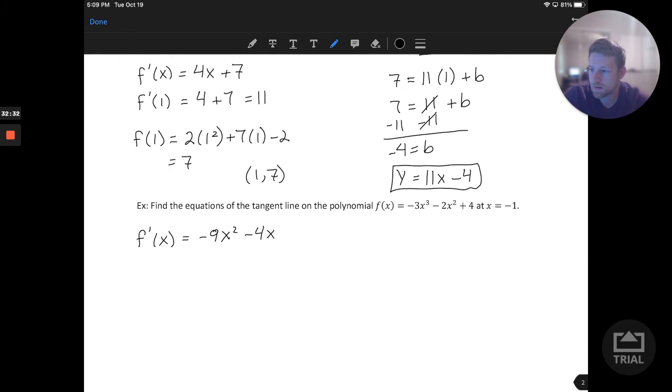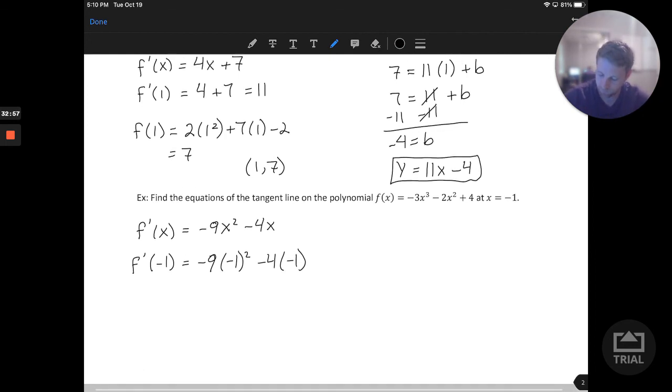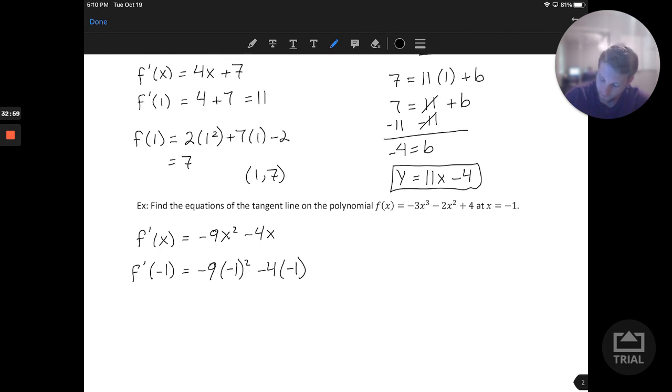And we can continue the process here evaluating. And we'll have f prime of -1. This will give us -9 times -1 squared, minus 4 times -1. And so we have -9 still, plus 4, which is going to give you a -5 as a tangent line slope. So we have a tangent line slope.